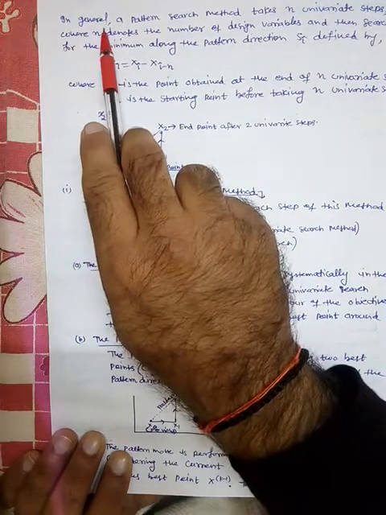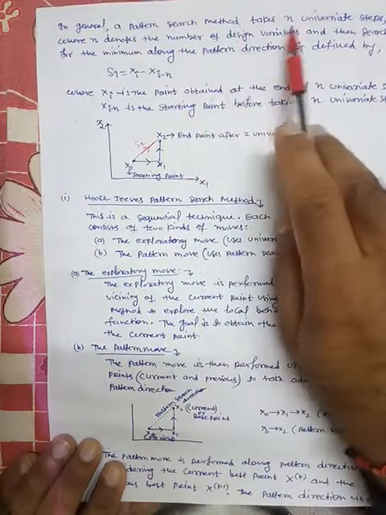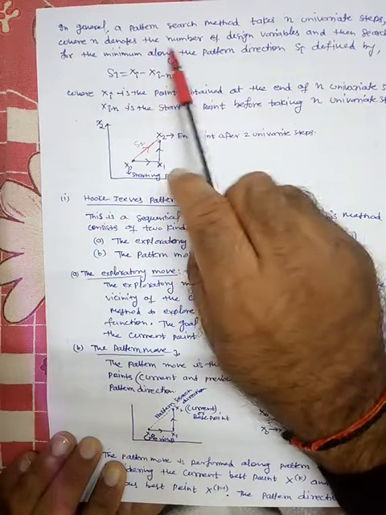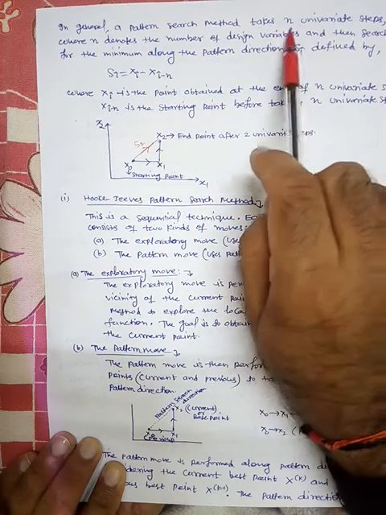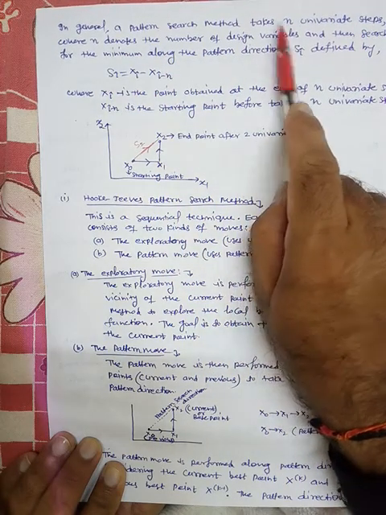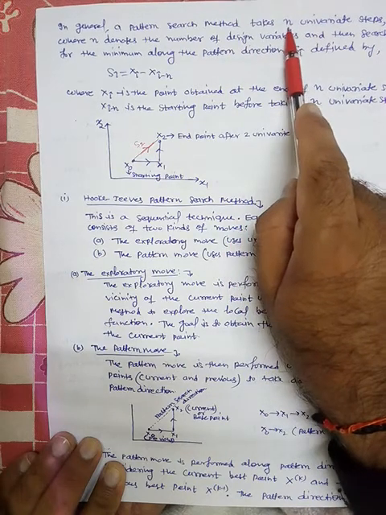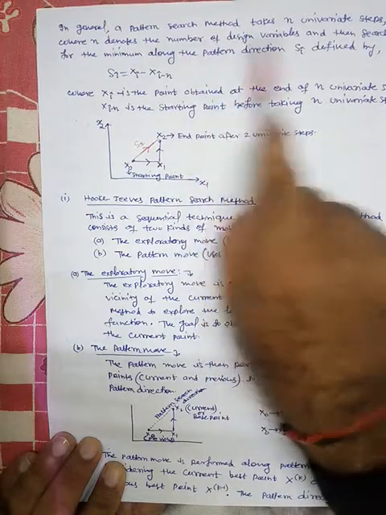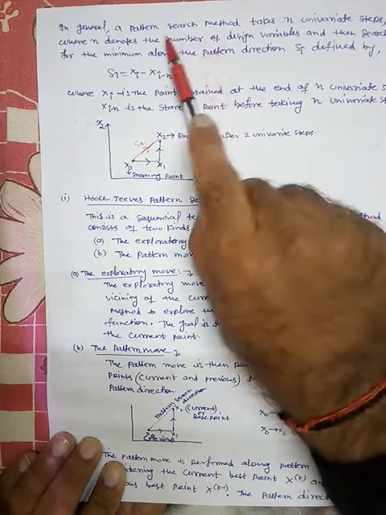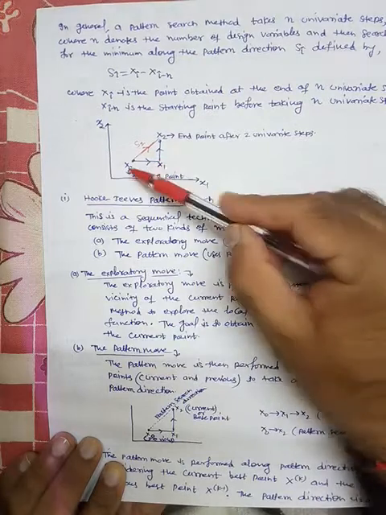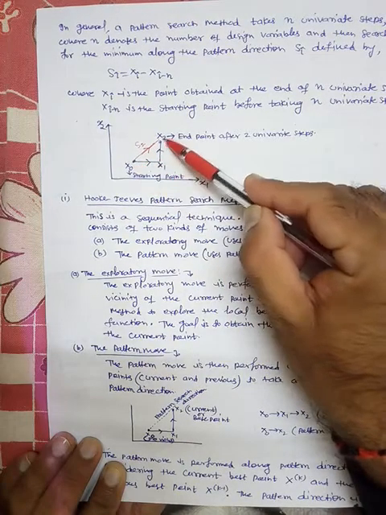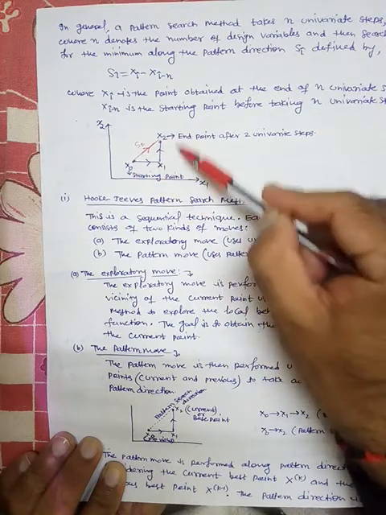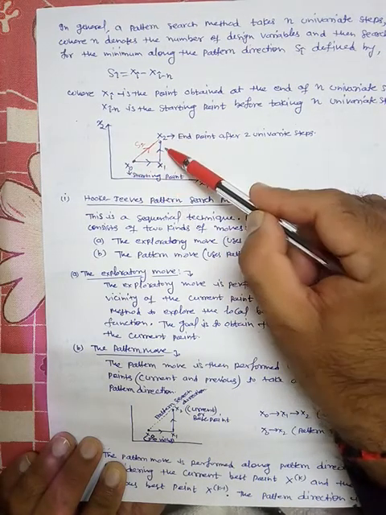Now, in general, a pattern search method takes n univariate steps, where n denotes the number of design variables. यानी n dimension की अगर प्रॉब्लम है तो n डिसीजन वेरिएबल होंगे. सो हमें n डायमेंशन में यूनिवेरिएट सर्च मेथड लगाना पड़ेगा. पैटर्न सर्च में भी लगाना पड़ेगा यूनिवेरिएट. ओके. तो पैटर्न सर्च में ऐसा नहीं कि डायरेक्टली पहुंच जाएंगे. We cannot move from here to here directly. We will move along x1 and x2. So that's why indirectly we are applying univariate search also.